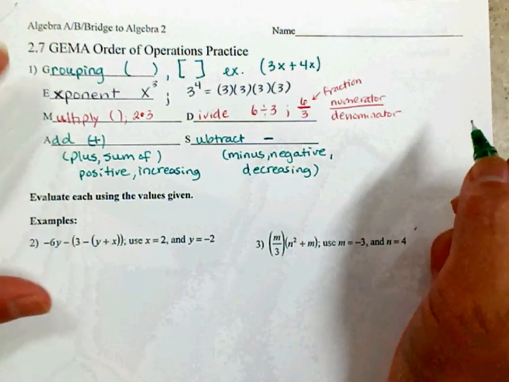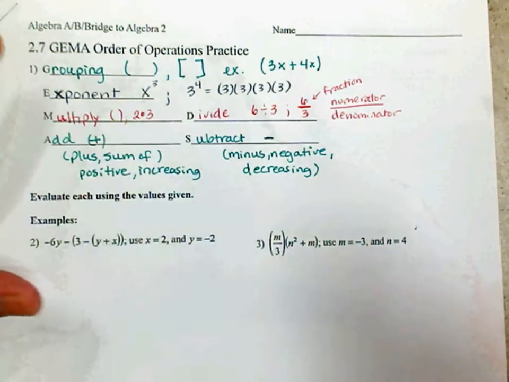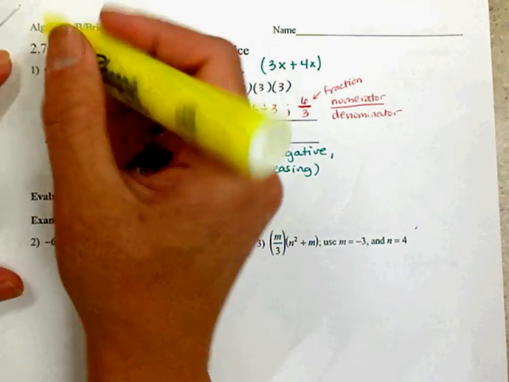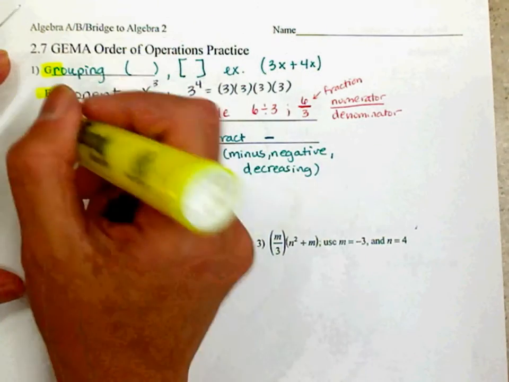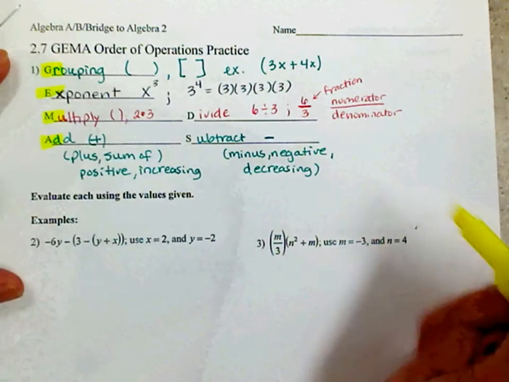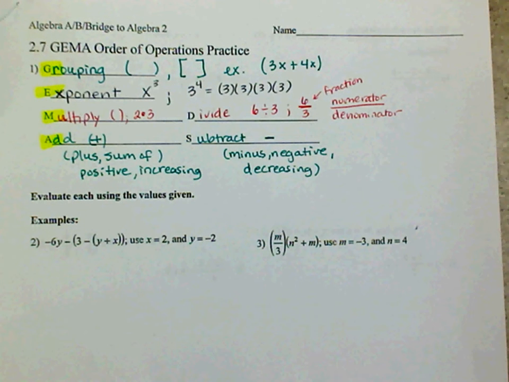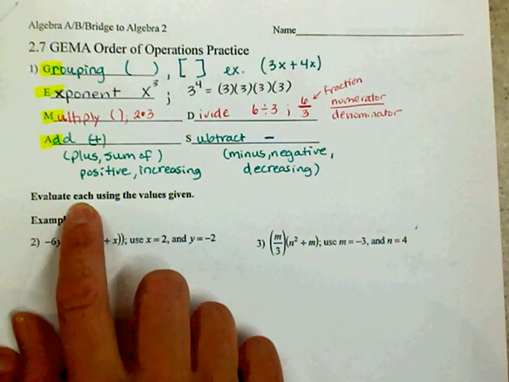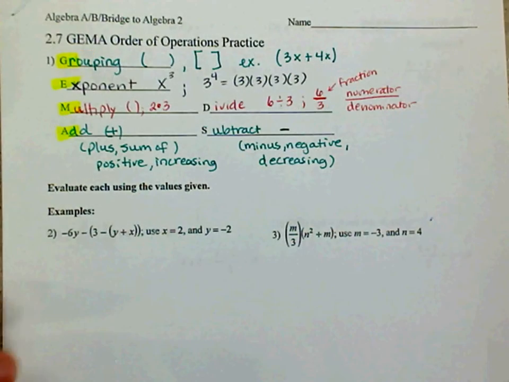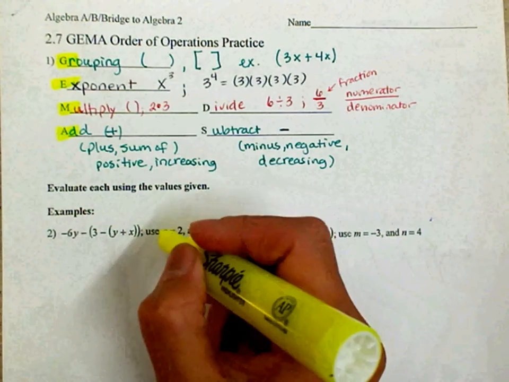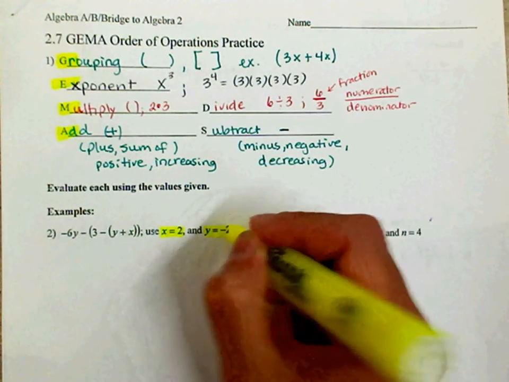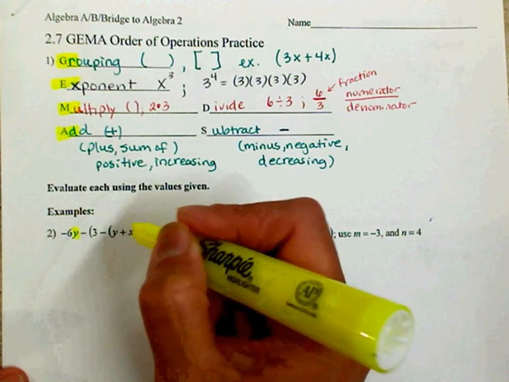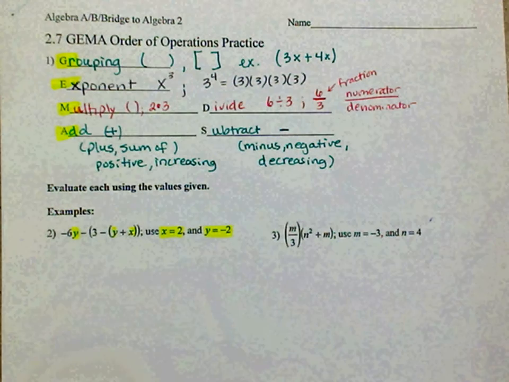So you do it in this order. G, grouping, exponent, multiply, divide, add, and subtract. All right, I'm going to do an example for you. This one is evaluate each using the values given, okay? So if you look, x is equal to 2, y is equal to negative 2. So you're going to plug in where x and y are, just right there.